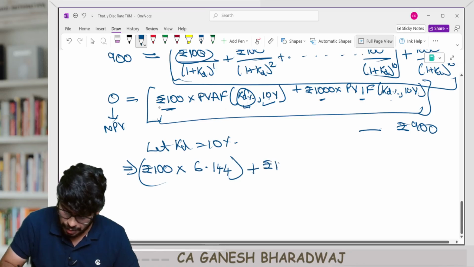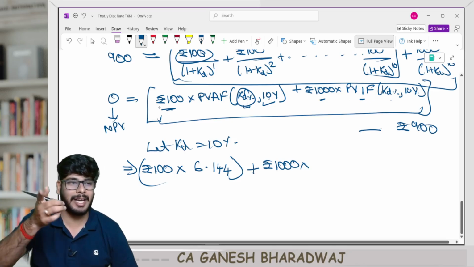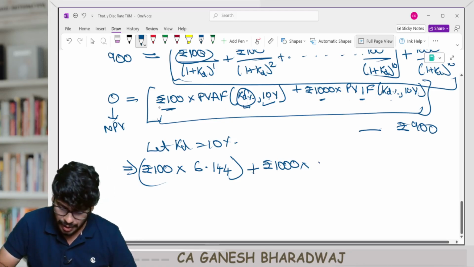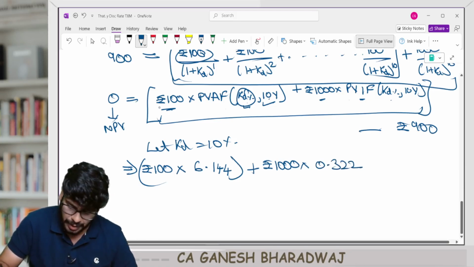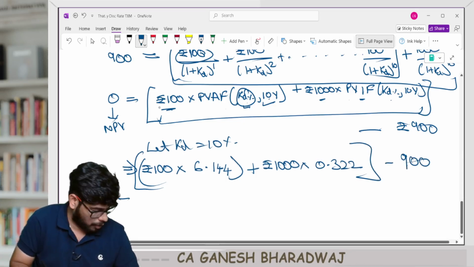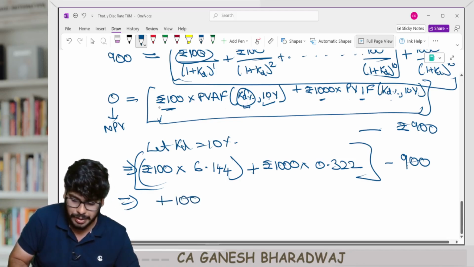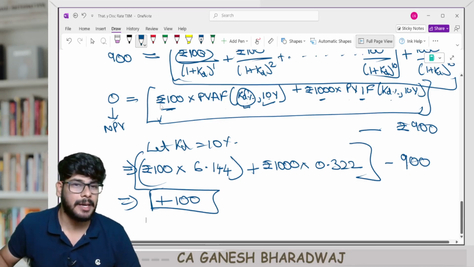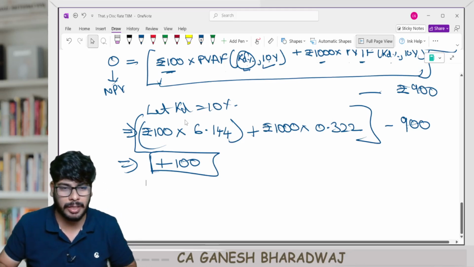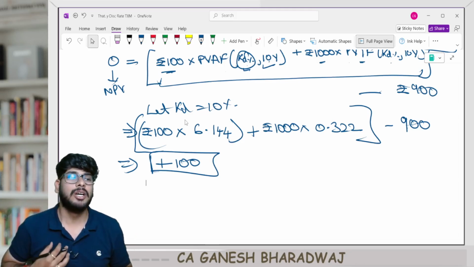Plus rupees 1000 into present value interest factor of 10% for 10 years. Again, 1 divided by 1.1 is equal to, equal to, equal to, like that. If you do it 10 times, you'll get 0.322, right? The whole minus 900. If you do the calculation, I think finally you will get a positive 100 rupees. This will be your NPV. Guys, clear with this? This is computation driven. Don't worry about it, right? You do the calculations if you want once again, but this is the final answer you will get.